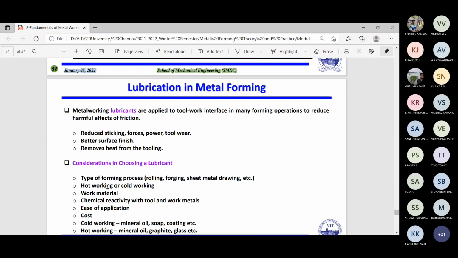So that's why they have established something. But whenever you are choosing some lubricant, that depends upon the material, the technology, the process, the temperature, what kind of temperature you are using, then ease of application, and then cost also. Then, for example, for cold working and hot working, normally we are using mineral oil several times, or somewhere we are using some coatings, or maybe some soaps also sometimes. So this is basically when we are talking about the lubricants or lubrication in metal forming, right?